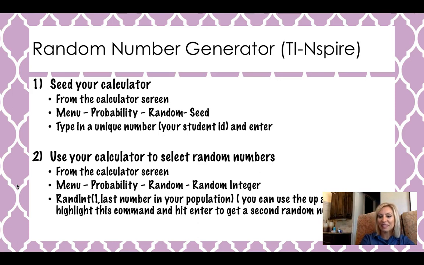You can hit enter repeatedly and can continue getting random numbers. You can also go up using the up arrow, highlight this random integer command, and then go back and edit it if you change the number of individuals in your population. All right, so let's get started choosing a simple random sample.